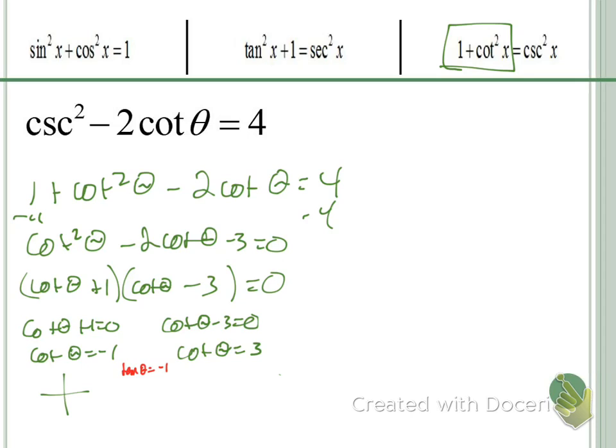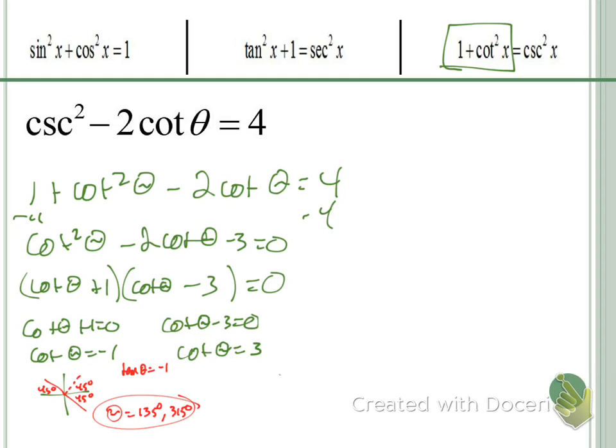So I need to know where tangent is going to be negative, which is in quadrant 2 and 4. And I need the angle measure where tangent is 1, and that's 45. So that means that we are 45 degrees from the horizontal in quadrant 2 and 4, which puts me at 135 and 315. So there's 2 of our solutions. Okay, now the other one is cotangent theta equals 3.